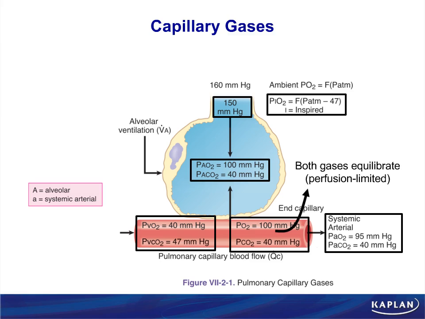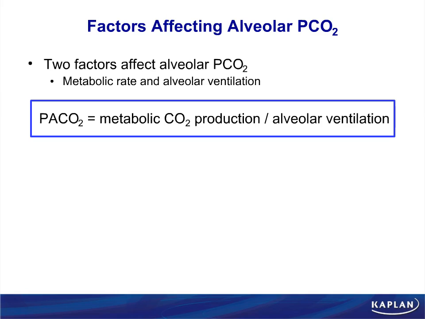Again, this is called the AA gradient. And this will be an important diagnostic tool and thing to think about when we get to diagnosing the hypoxemias. All right, what are our factors that are going to affect our main alveolar gases?